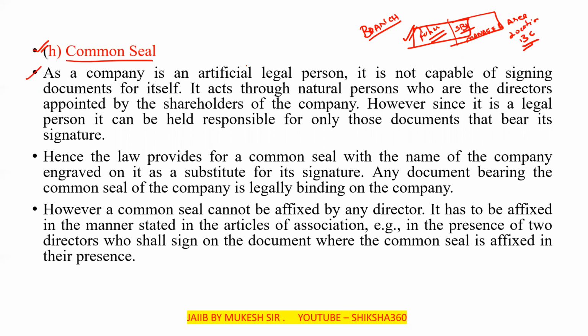So a company is an artificial legal person. The company will not sign; it is not capable of signing documents for itself. So it acts through natural persons, who are the directors appointed by the shareholders of the company.